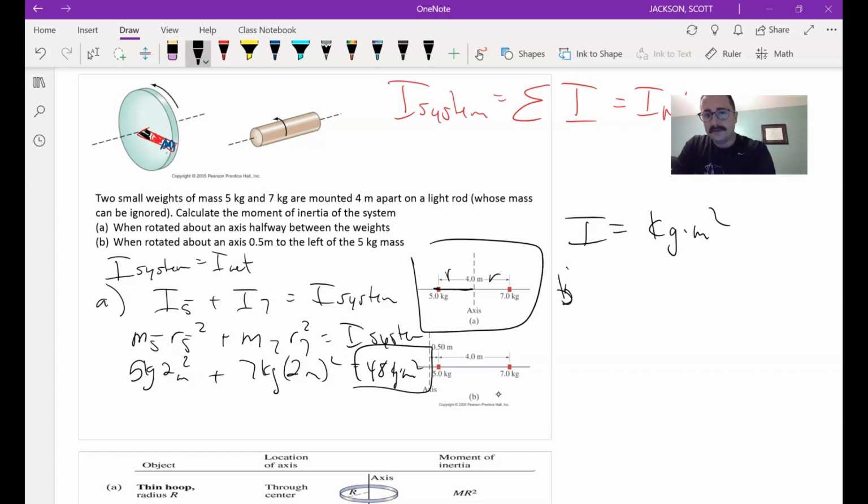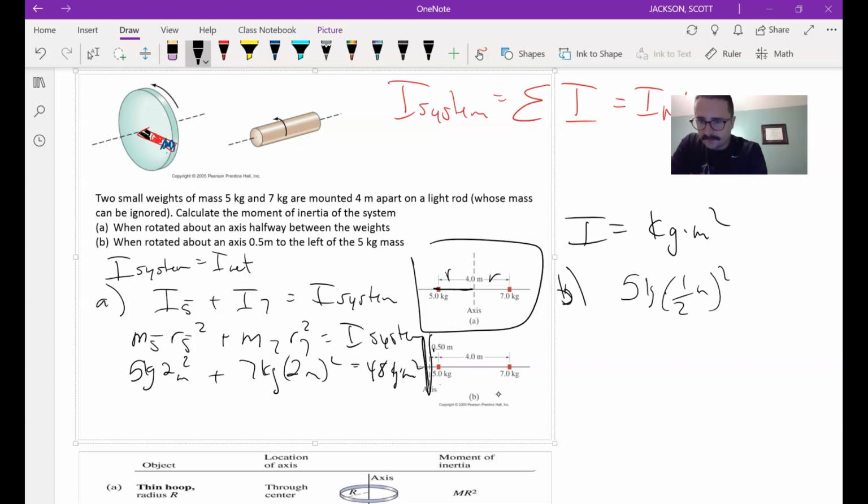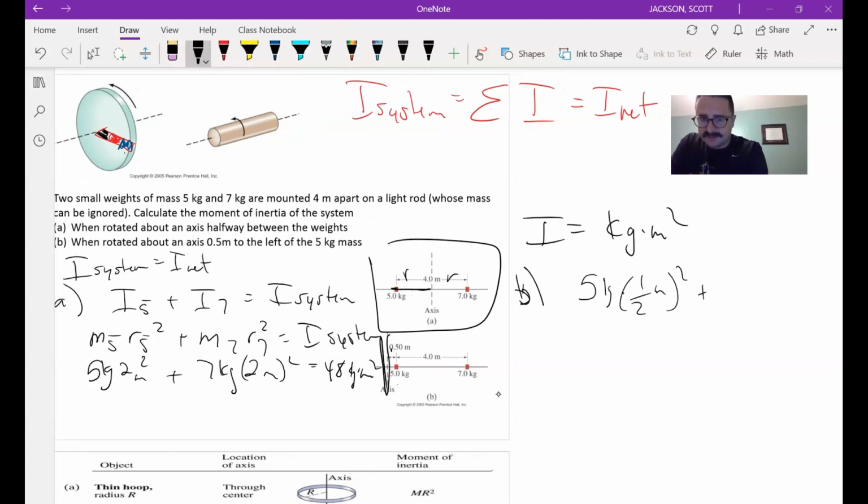So now let's look at B. The 5 kilogram is now closer to the axis of rotation because what we're doing here is gripping it closer. And then the 7 is farther out. So let's see what happens here. So I of the 5 would be 5 kilograms, and it is 1/2 or 0.5 meters away squared, plus the 7 kilograms, and that is 4.5 meters away.